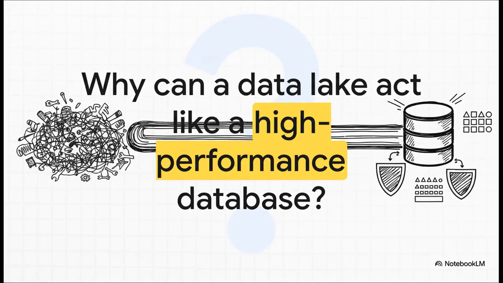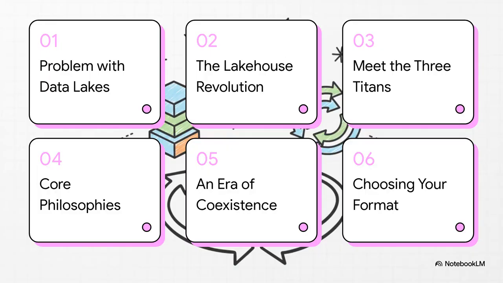And it all really starts with this one question. How on earth did we take the data lake, which, let's be honest, was notoriously messy, often called a data swamp, and somehow give it the reliability and the speed of a high-performance database? The answer, it turns out, lies in this revolutionary piece of technology that all three of our titans are built on.